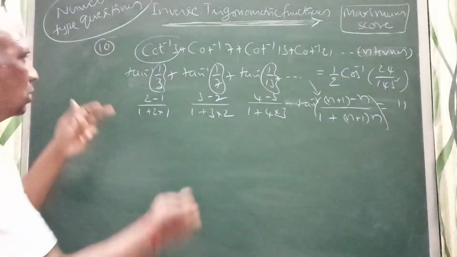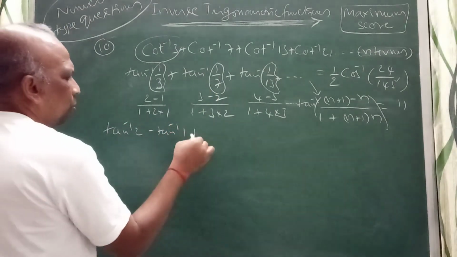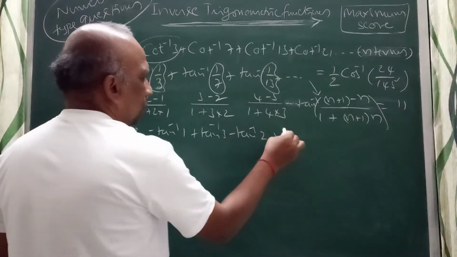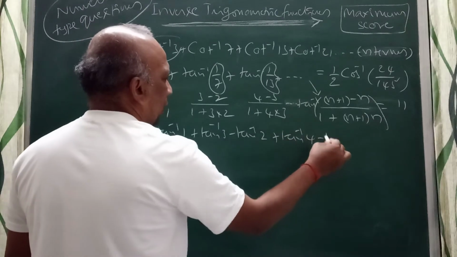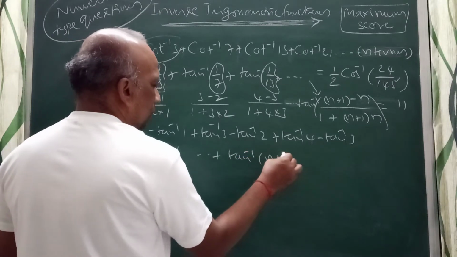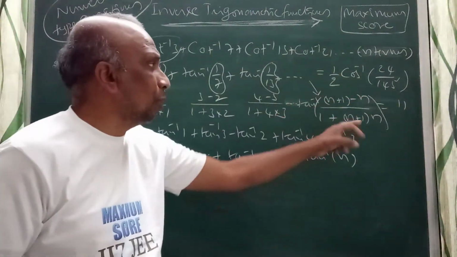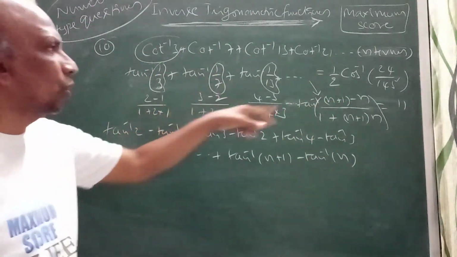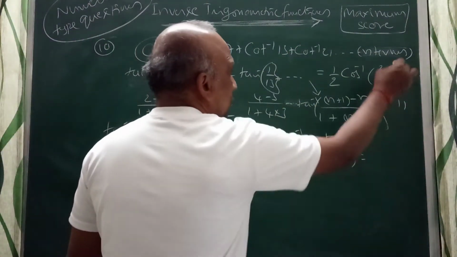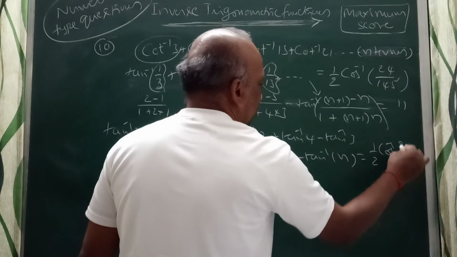Then tan inverse of this means I can write tan inverse 2 minus tan inverse 1. This will be tan inverse 3 minus tan inverse 2. Correct? This will be tan inverse 4 minus tan inverse 3, plus and so on, tan inverse of n plus 1 minus tan inverse of n, right? Using tan inverse of (x minus y) by (1 plus xy). All tan inverse only. This term and the term tan inverse of, which is equal to what they mention here, 1 by 2 cos inverse of 24 by 145.